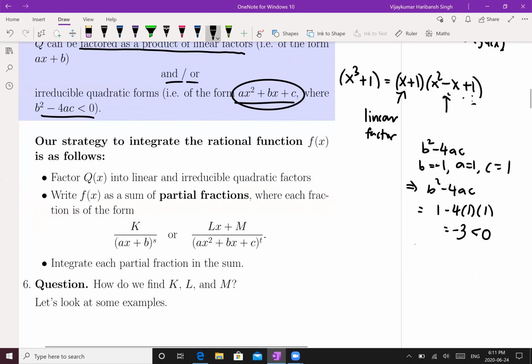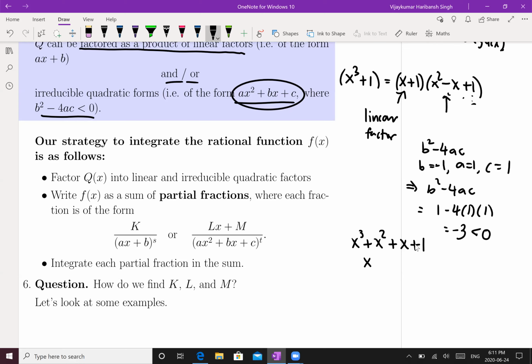Let's look at another example. Suppose I have x cubed plus x squared plus x plus 1. In this case you can see that this can be written as what?